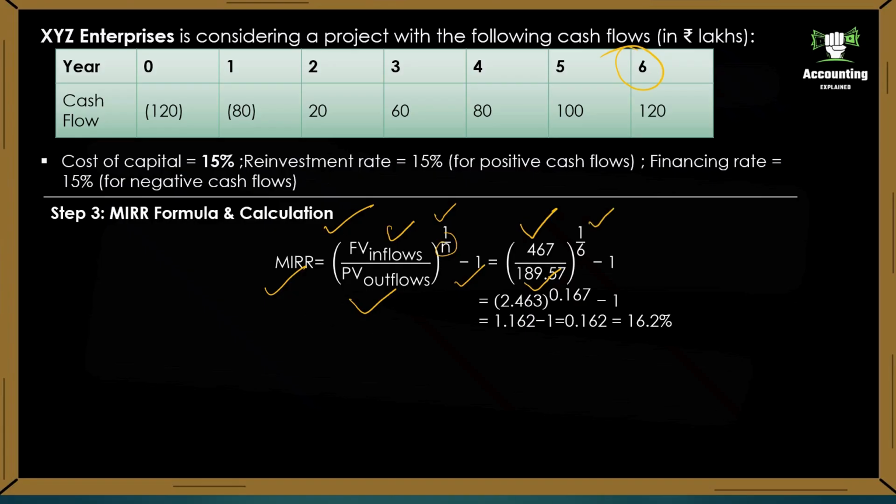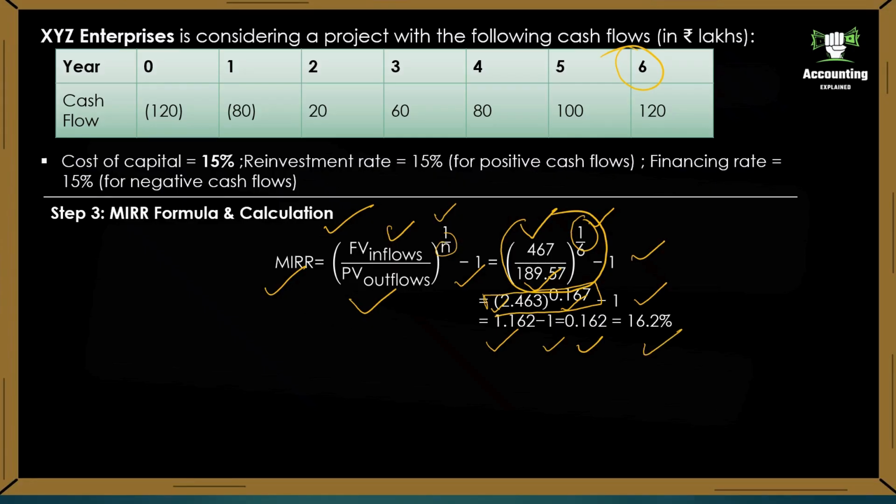So when you simplify this, 467 divided by 189.57 is 2.463. 2.463 to the power of 1 by 6, that is 0.167, is 1.162. Minus 1, which comes to 0.162. Usually, MIRR will be as a percentage. When you convert it to percentage, that is 0.162 into 100, you get 16.2% as MIRR.